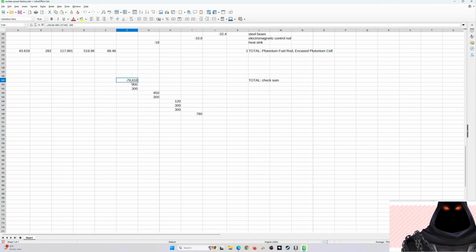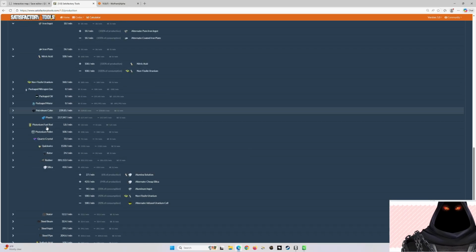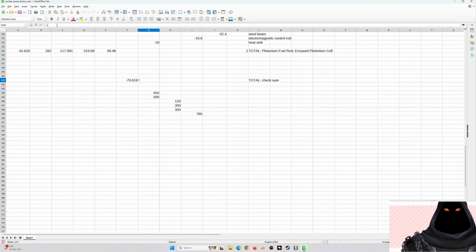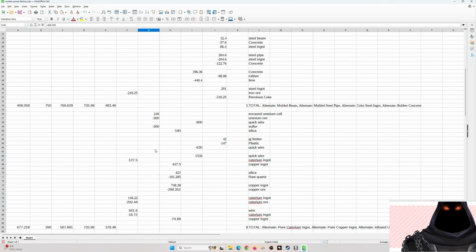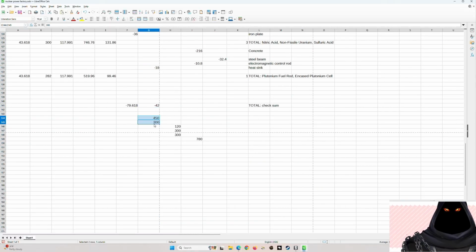So that means there's going to be 79 stuff coming down the line per minute, and that's going to be our subtracting thing for checksumming. Okay, so for this one, sulfur. Where's sulfur? We have 480 sulfur minus 450 sulfur. Sorry, we have 42 sulfur coming down the line, and I think this is uranium. There should be no uranium left. That's the entire checksum. So there we have a minus 42 checksum component here.